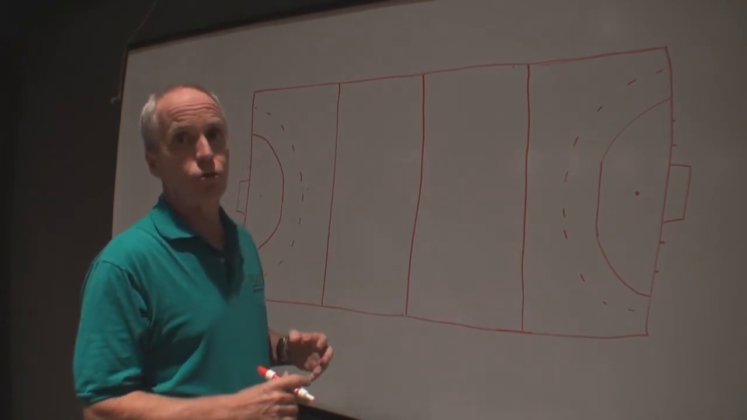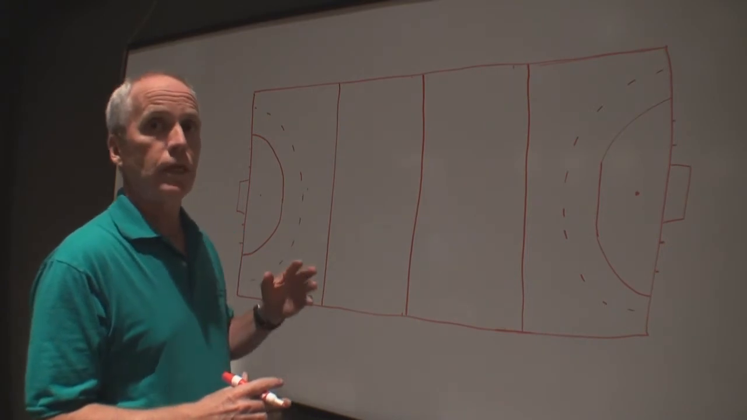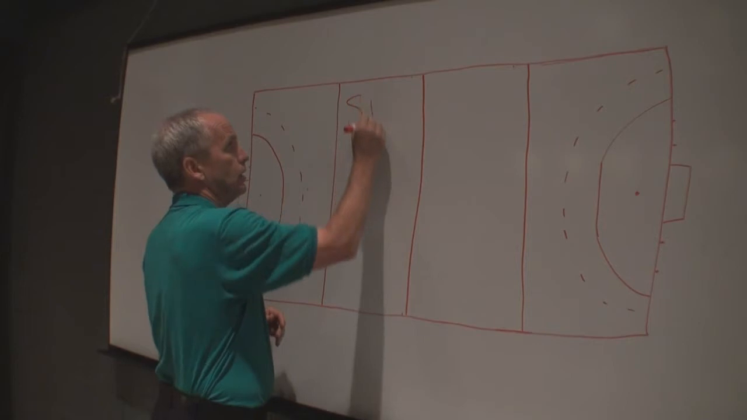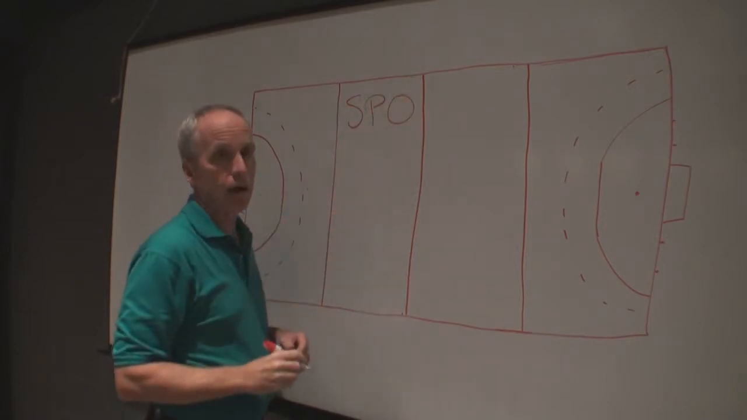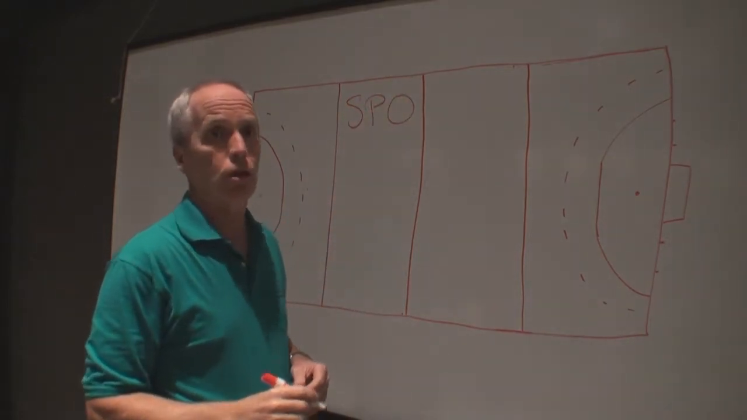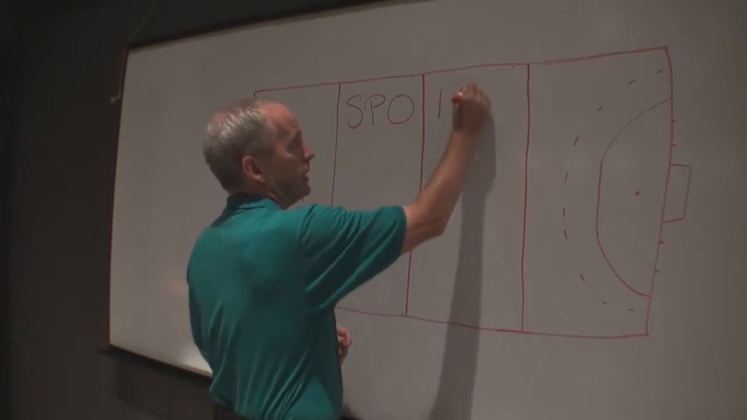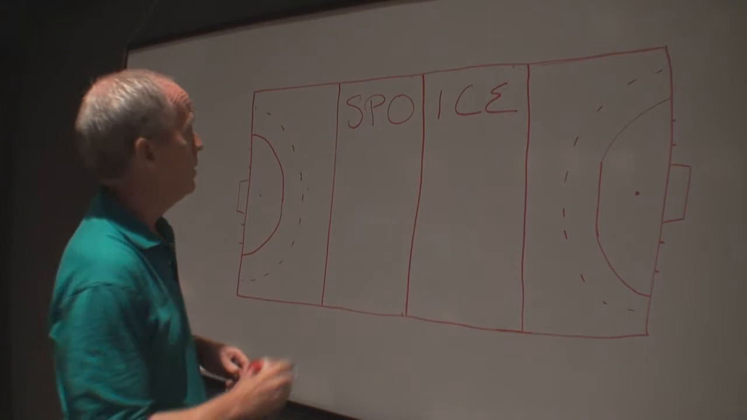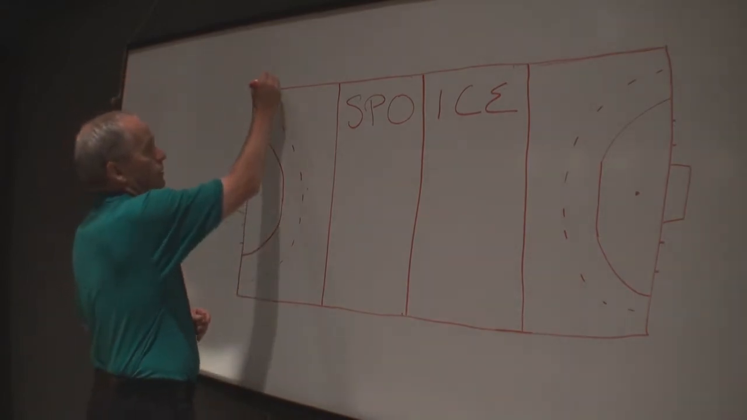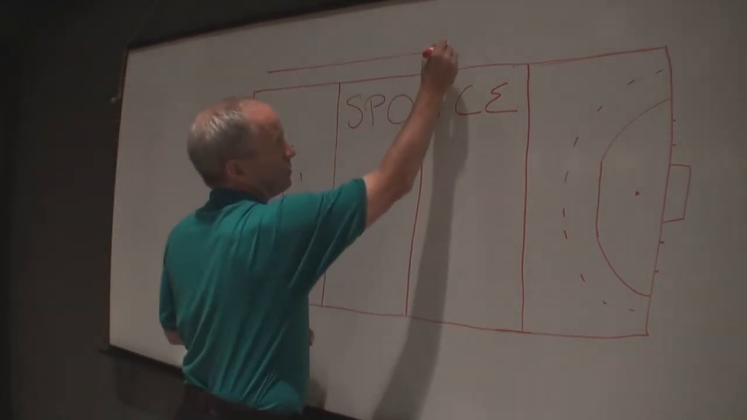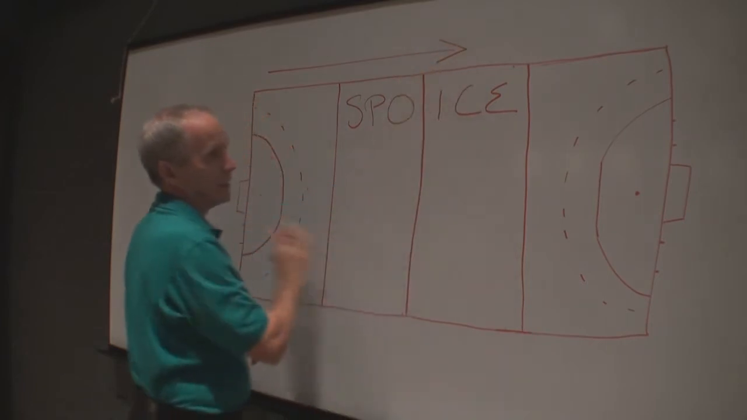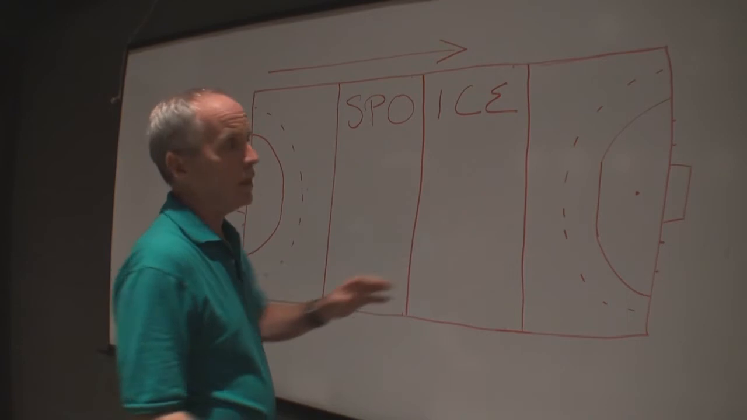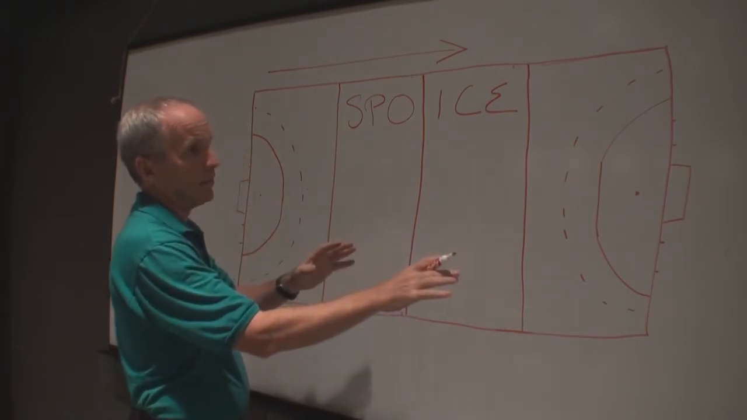What we have are two changes to the free hit rule: the self-pass option, or as I'll call it, the SPO, and indirect circle entry, which I will abbreviate ICE, I-C-E. First of all, we're going to address this as though we're playing for a team that is attacking this way up the field. The attacking team going this way.